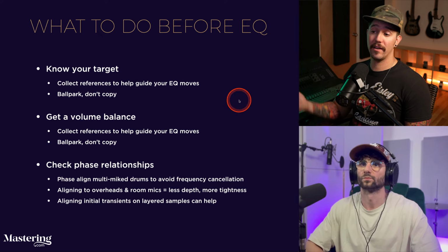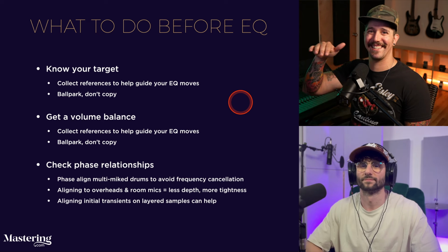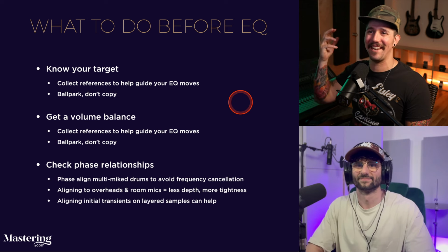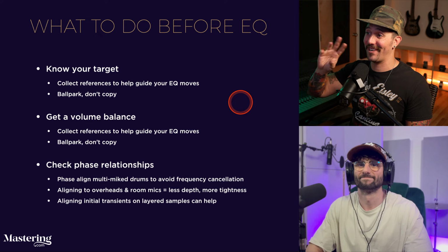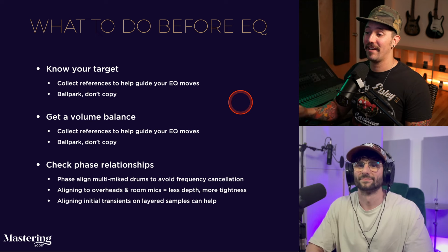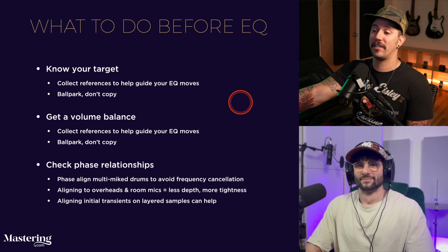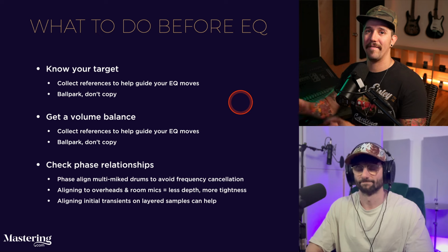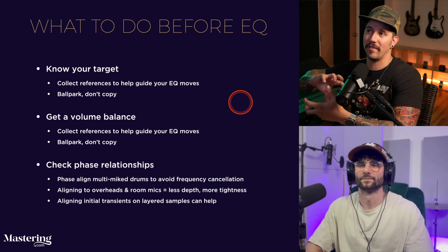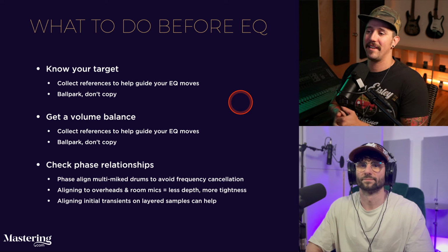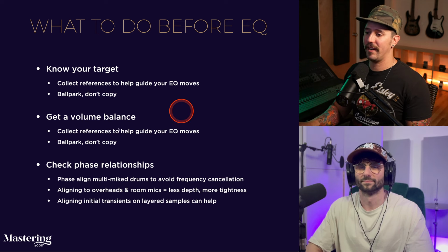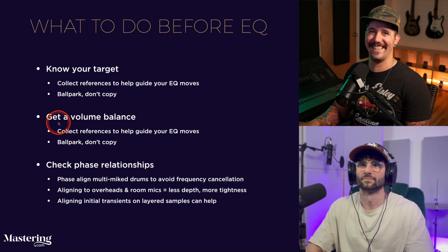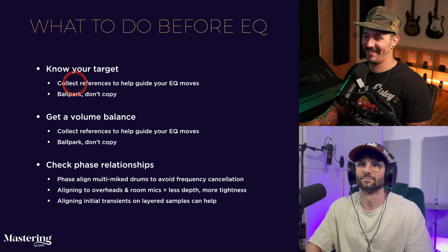Next, what to do before EQ? Get a volume balance. I used to just throw up a kick drum and start EQing and compressing it before I even had anything else. Then I'd bring up the snare and start EQing and compressing it before I had anything else in the mix. But what I found is that getting a strong volume balance is the key here. Getting that foundational balance and making those drums fit in with the rest of the mix is the solid starting point. It looks like I have nothing underneath this. Get a volume balance. I've just copied these over.